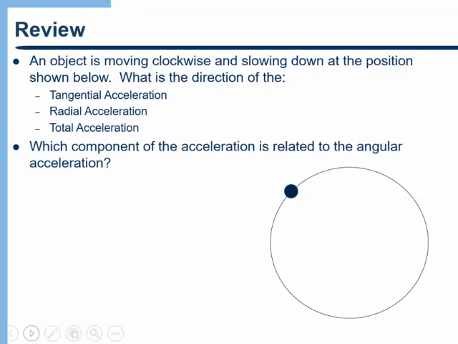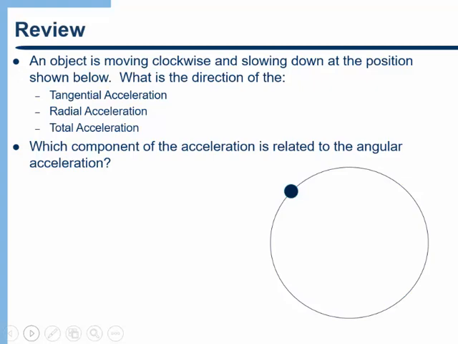Let's start with a review question. An object is moving clockwise and slowing down at the position shown below. What's the direction of the tangential acceleration, the radial acceleration, the total acceleration, and what component of the acceleration is related to the angular acceleration? Why don't you go ahead and pause the video and see how you do on this on your own, and then restart the video.